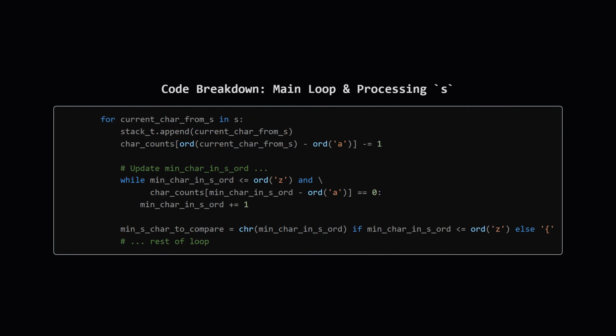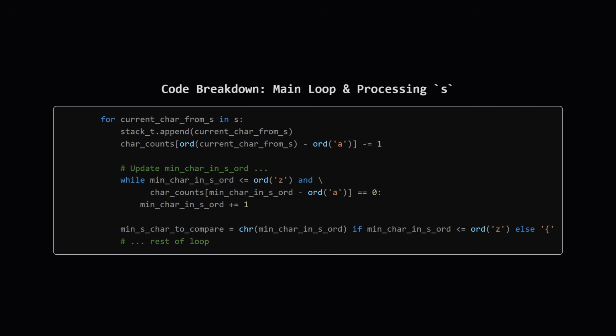Now we loop through each character in the input string s one by one. Let's call the character we're looking at current_char_from_s. First, the robot takes this character and puts it into its hand. stack_t.append(current_char_from_s). Since this character has now been taken from s, conceptually, we decrease its count in our char_counts array. Next, a very important step.